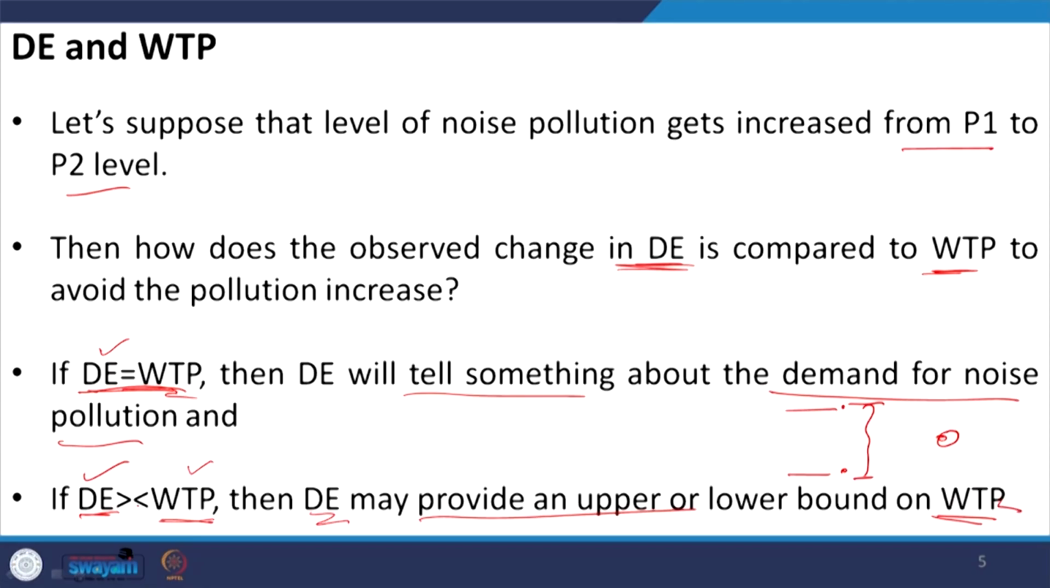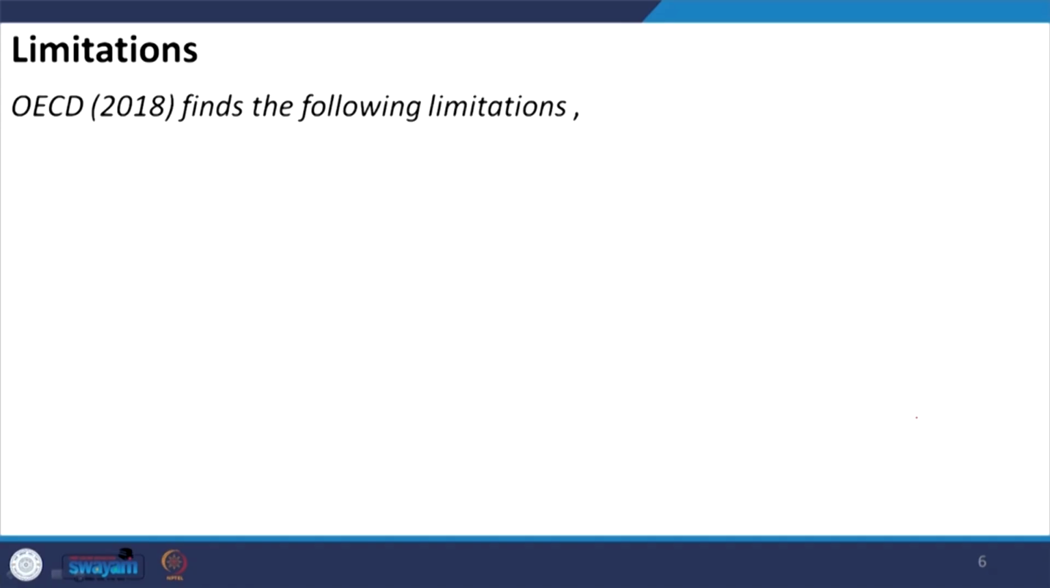And if this defensive expenditure is less than the willingness to pay, then it will be providing the lower bound on the willingness to pay. So, that means here in this case you will be finding the limits of willingness to pay itself. However, this defensive expenditure method is not free from limitations.